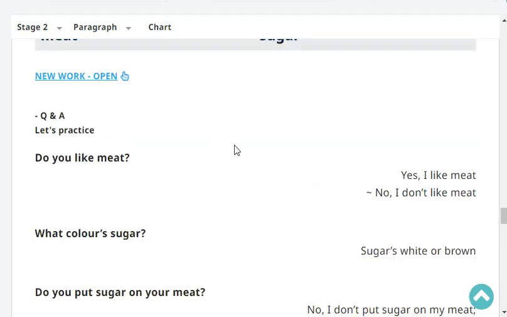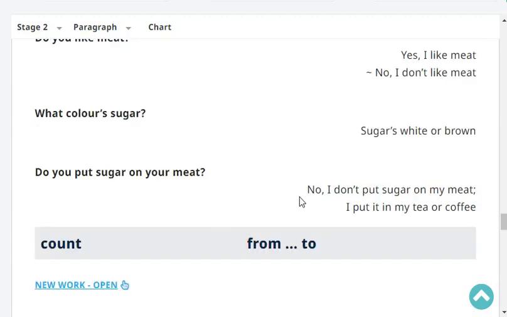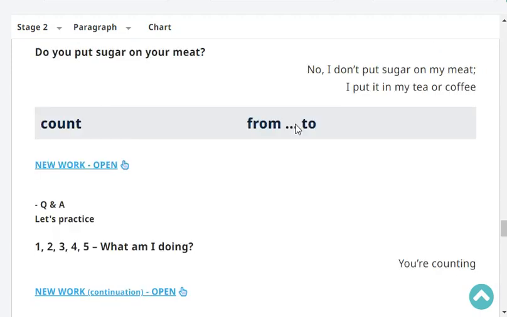Meat, sugar. Do you like meat? Yes, I like meat. No, I don't like meat. What color's sugar? Sugar's white or brown. Do you put sugar on your meat? No, I don't put sugar on my meat. I put it in my tea or coffee.